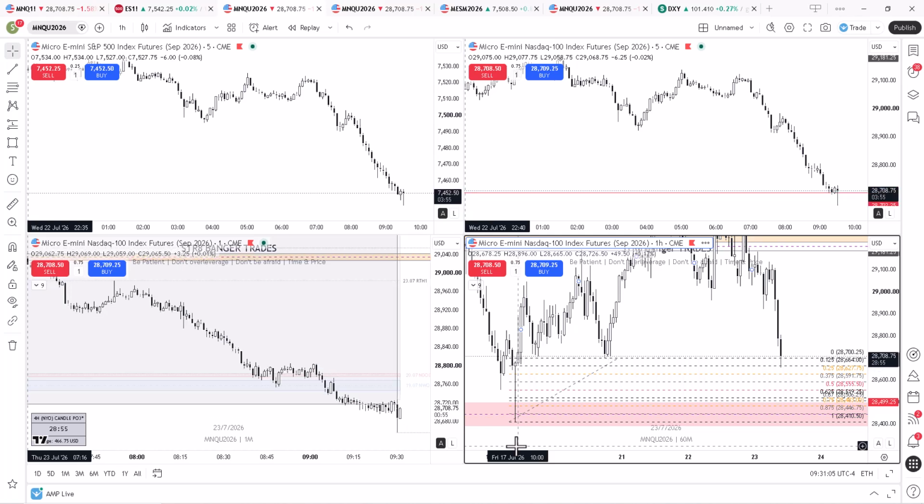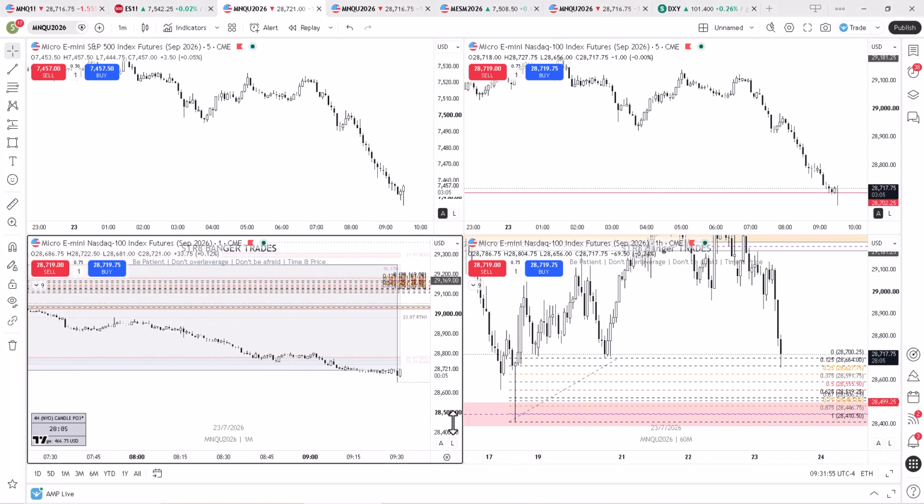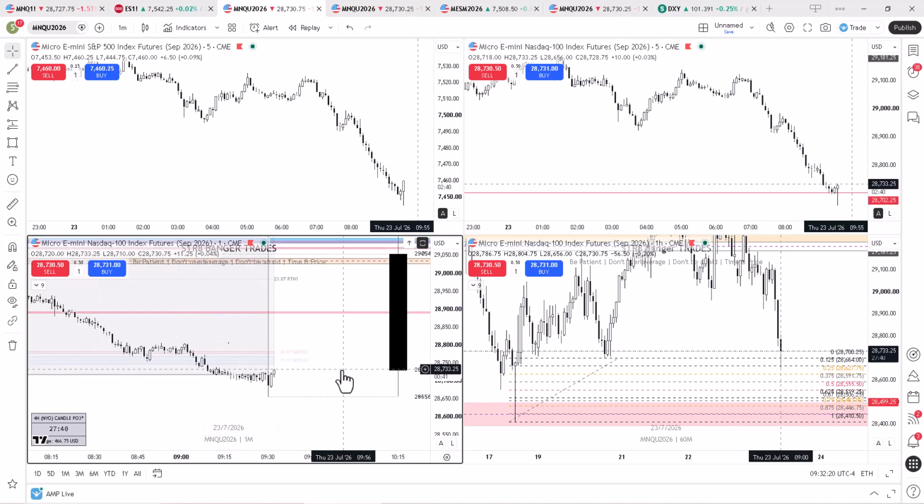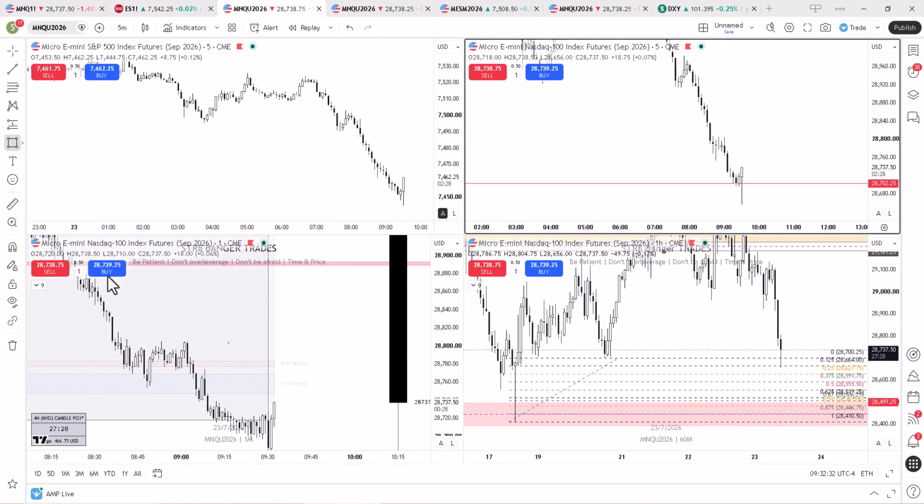Now you see in the bottom left chart, there's that big gray box. That's the regular trading hour opening range gap. You can also see the date on there, 23/07/2026, so that would be today, 23rd of July 2026.